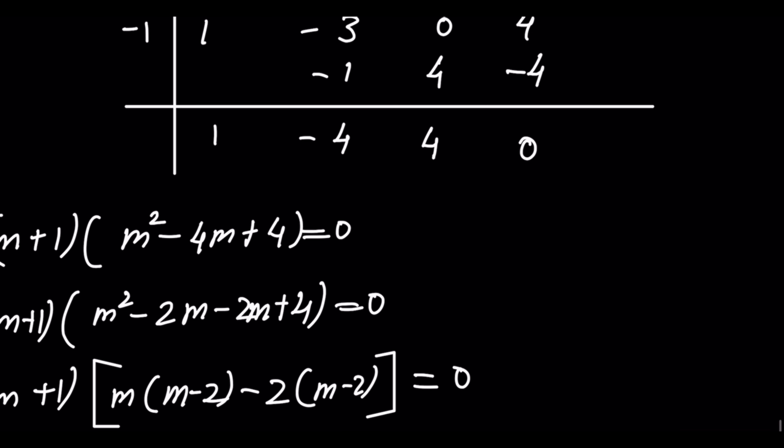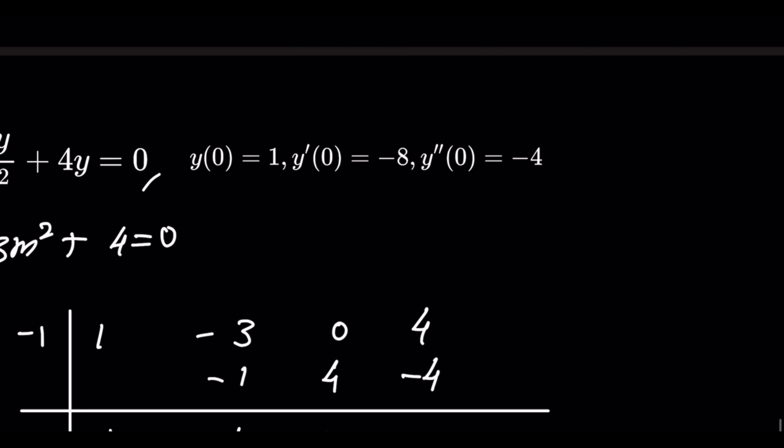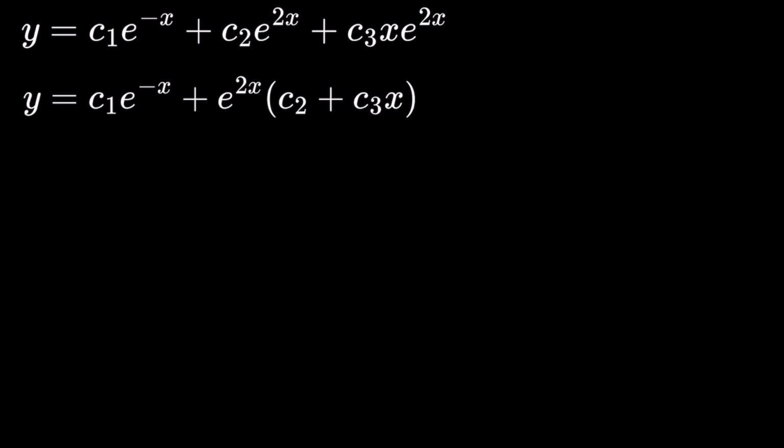Now, in this same question, we have been provided the initial conditions, y of 0 equals 1, y prime of 0 equals -8, and y double prime of 0 equals -4. So first, let's manipulate the equation and find its first derivative and its second derivative. This is the same general solution of the equation we are doing right now. The e^(2x) is common in both of these terms, so we'll factor out e^(2x) here. Now let's find the first and the second derivatives.